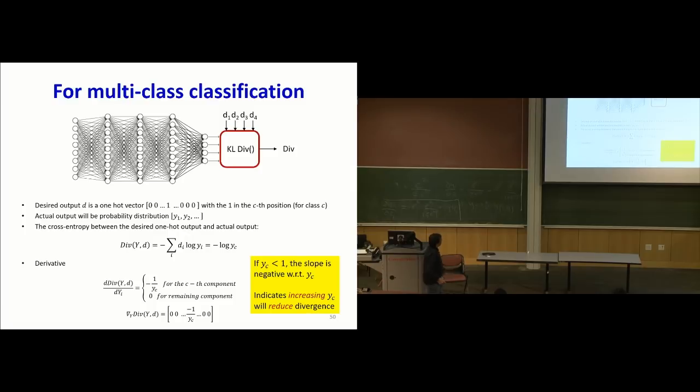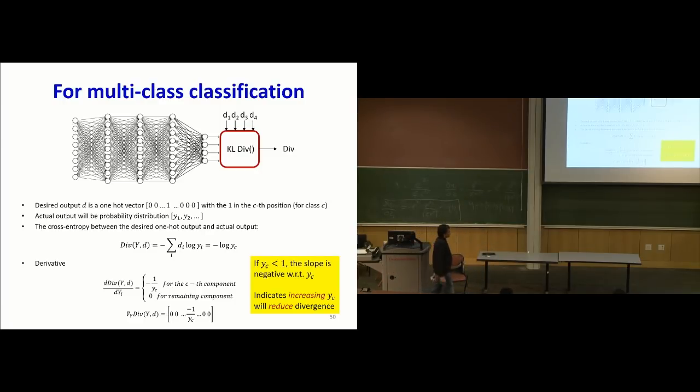Now, when I have multi-class classification, the desired output is going to be one-hot, where I have a 1 in the position of the class and 0 elsewhere. The actual output is going to be a probability distribution, assuming you're using a softmax. And so once again, I can define the cross entropy between the desired output and the actual output. The cross entropy again is going to be minus summation over all of the components d_i log y_i. But since d_i is 0 for all but the target class, this simply becomes minus the log of the output for the correct class.